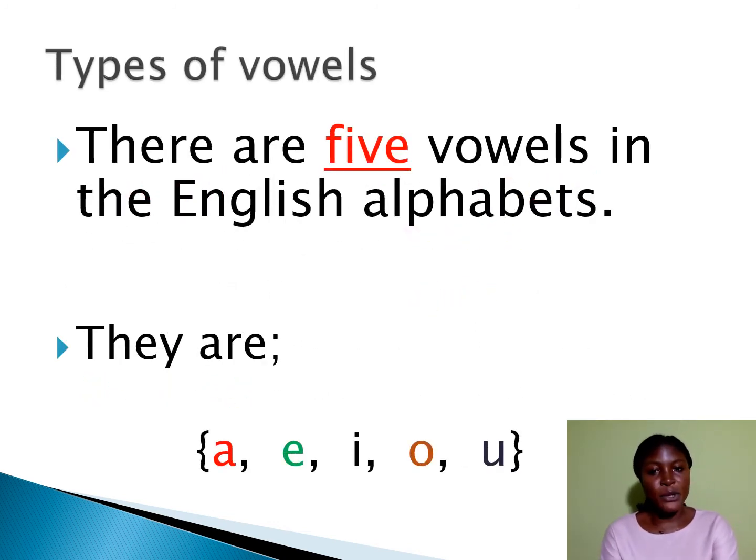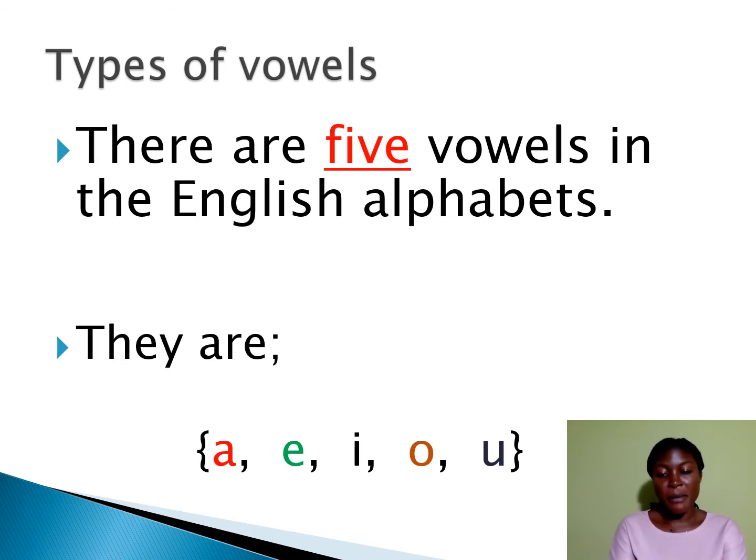Now there are various types of vowels in the English alphabet. There are 5 main vowels in the English alphabet. They are A, E, I, O, U. Now you know the 5 main vowels in the English alphabet.